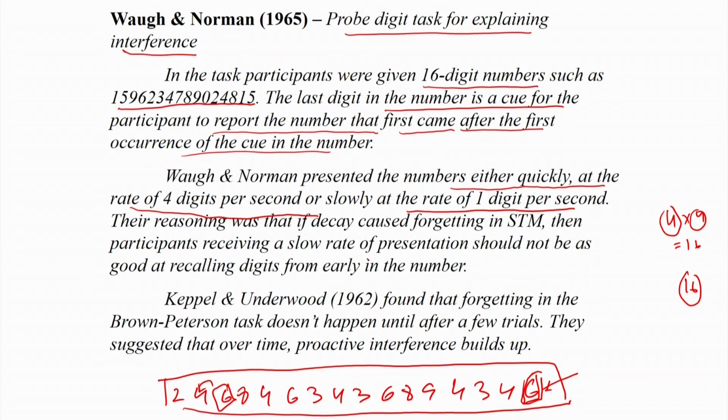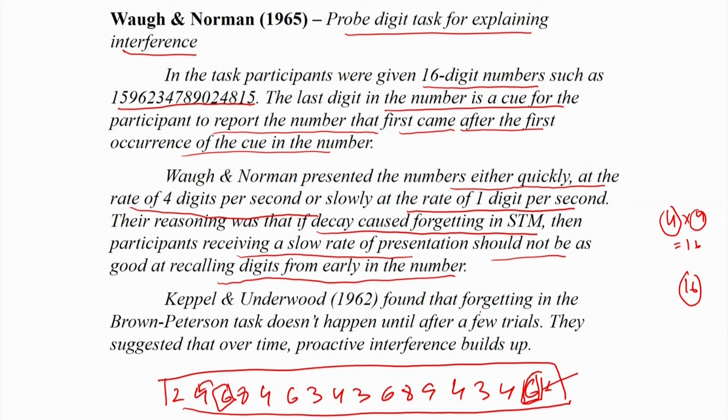Now, Vaughan and Norman reasoned that if decay caused forgetting in STM, then participants receiving a slow rate of presentation should not be as good at recalling digits from early in the number. Which basically means that if the first occurrence of the last digit in the 16 digit string comes in the first half or towards the middle of the list, then people should not be able to remember this. But this is not what happened.